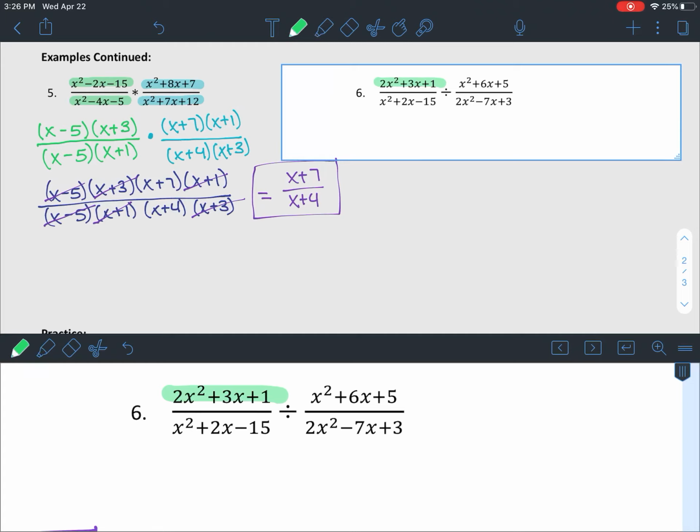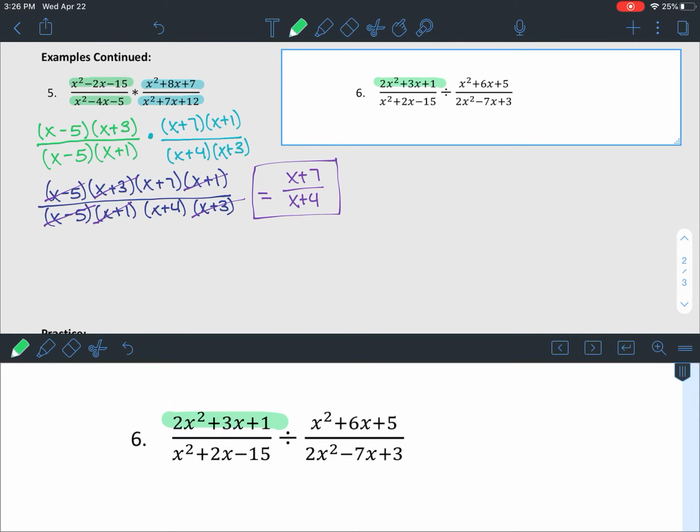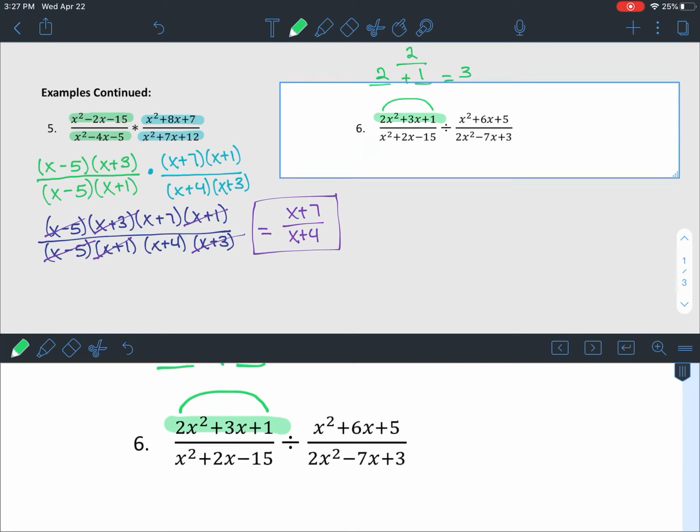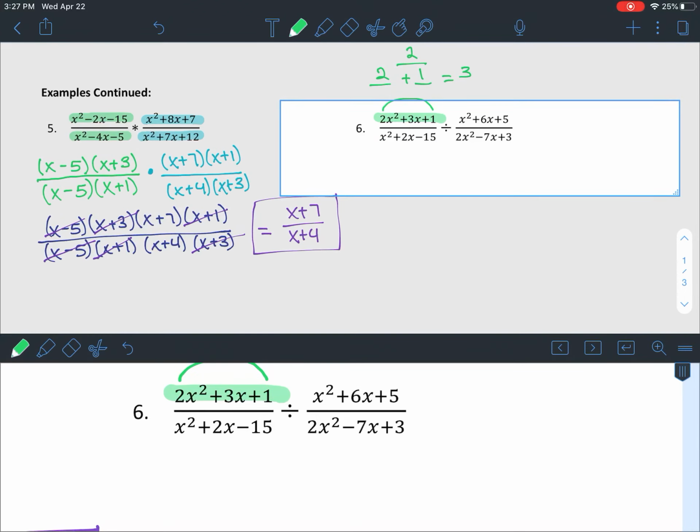So starting with the top, there is no number that I can multiply to get 1 and add to get 3. Also, my a value here is 2, so I need to do the AC method, and I need to multiply my 2 times 1. So 2 times 1 gives me 2, so I need two numbers that multiply to give me 2 and add to give me 3. And that's going to be 2 and 1.